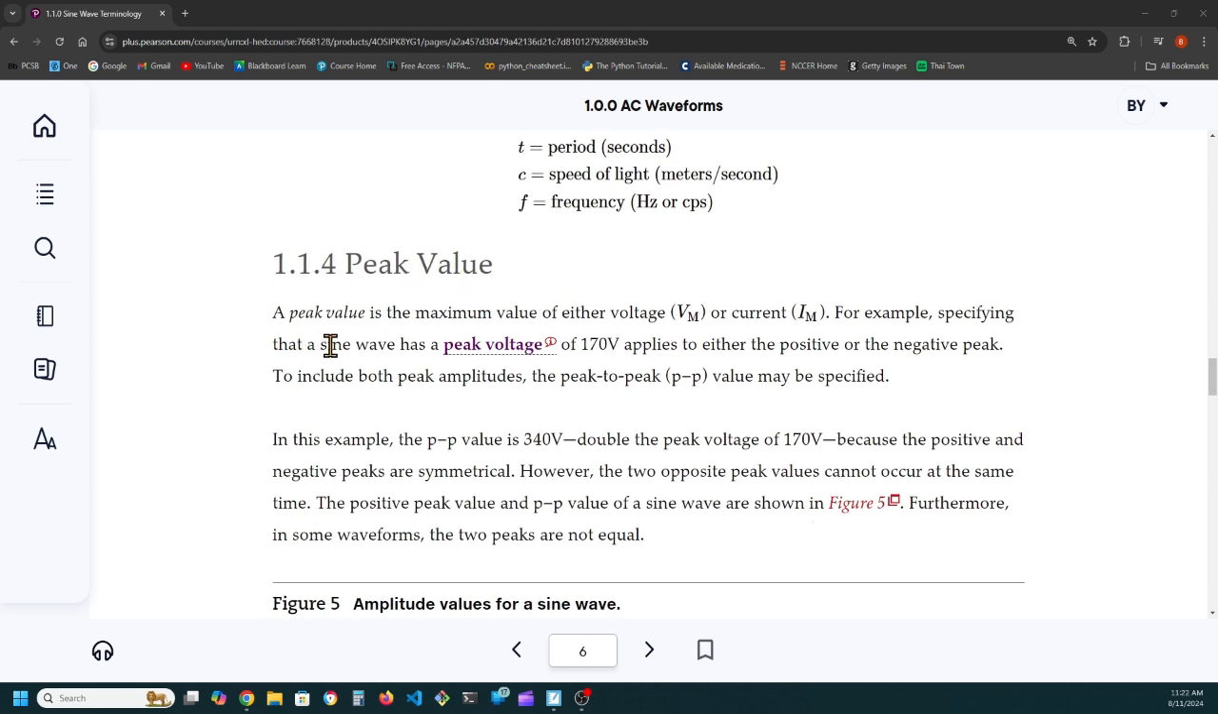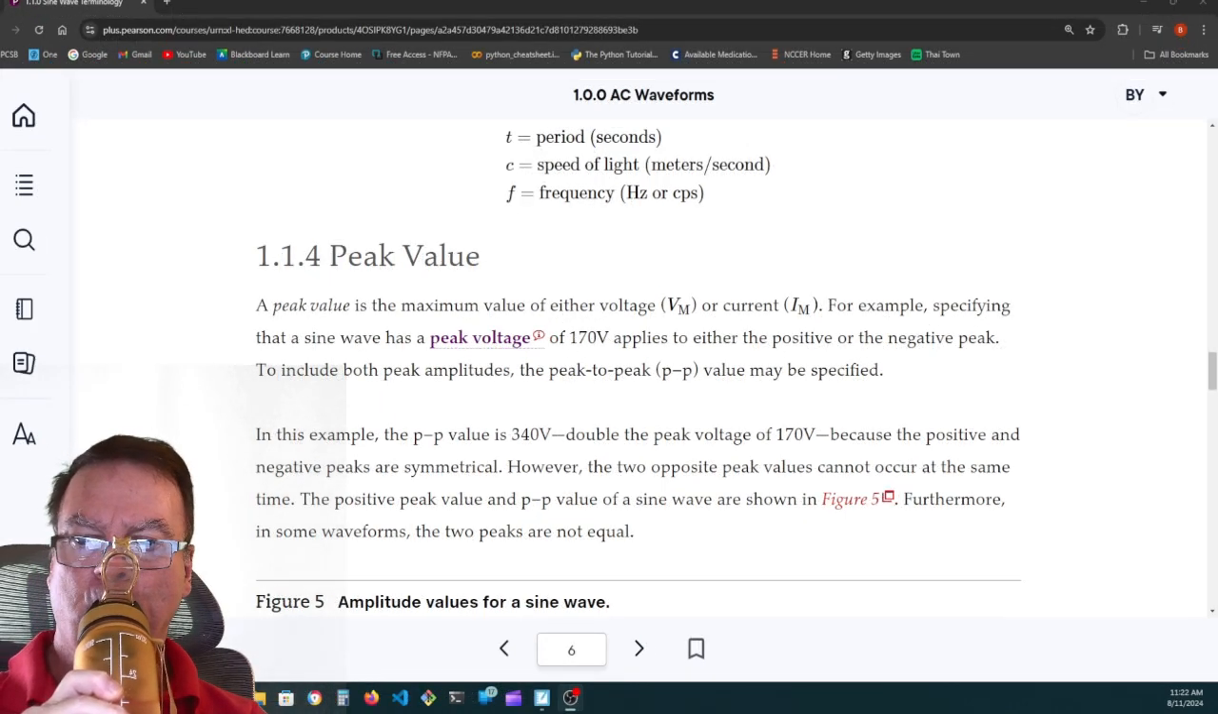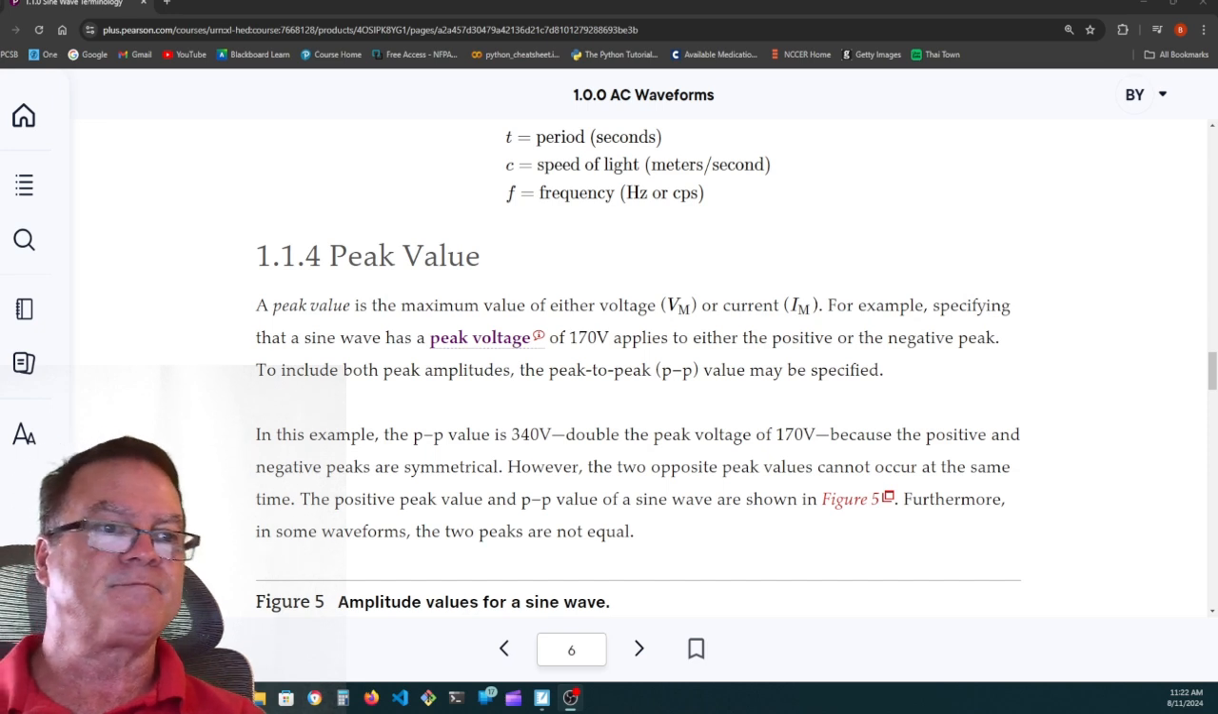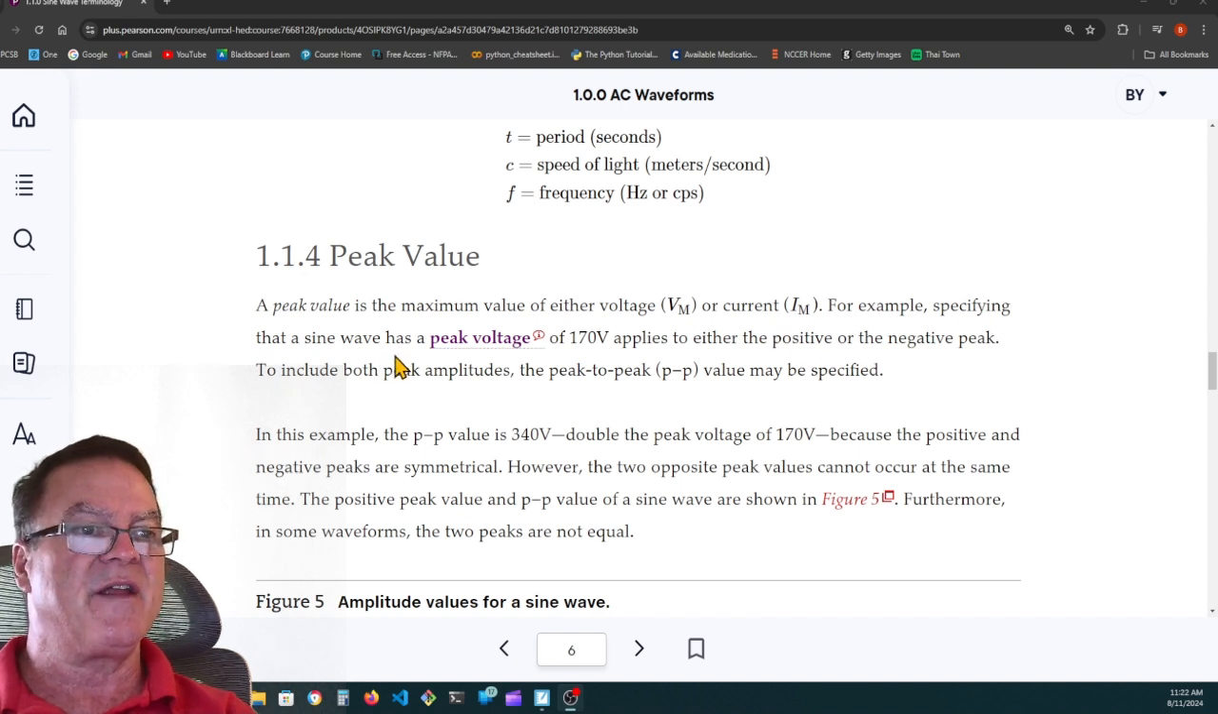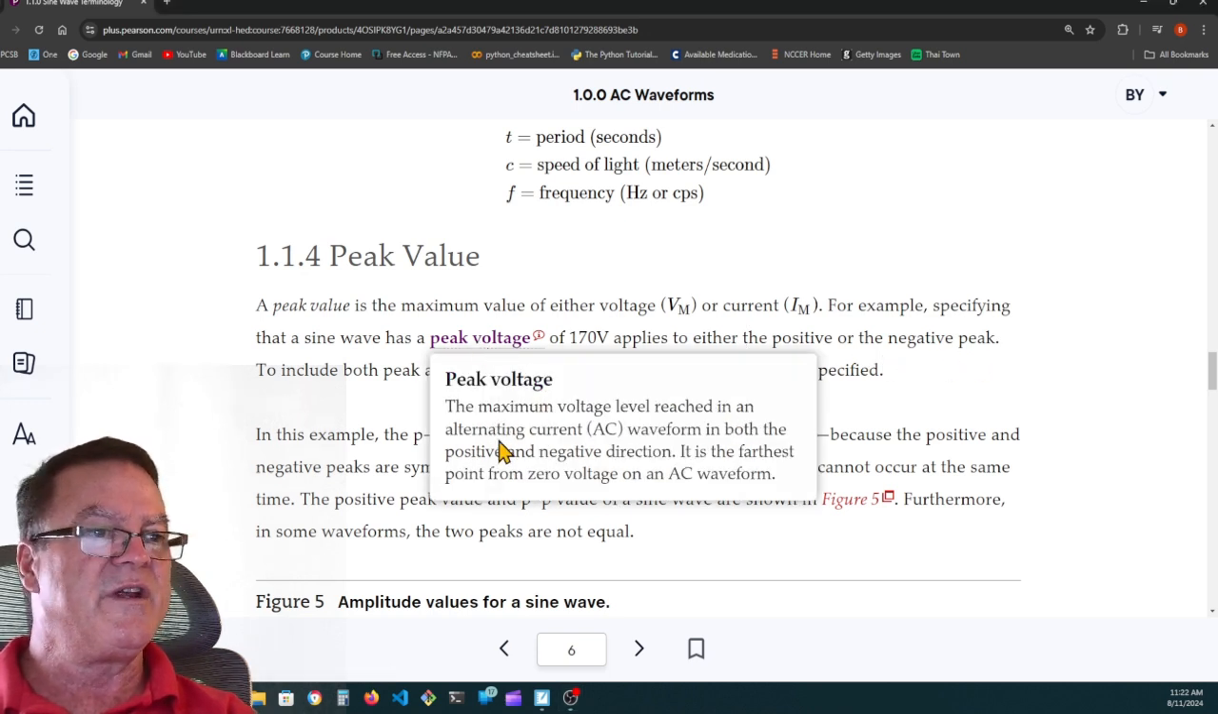1.1.4 peak value. Okay, now we're getting into vocabulary. We have to have a new vocabulary to talk about new things, so this is part of our vocabulary. Oh, I've disappeared on you. There I am. So the peak value is the maximum value of either voltage or current. For example, specifying that a sine wave has a peak voltage of 170 volts applies to either the positive or the negative peak. The maximum voltage level reached in an alternating current waveform in both the positive and negative direction. It's the farthest point from zero voltage on an AC waveform.